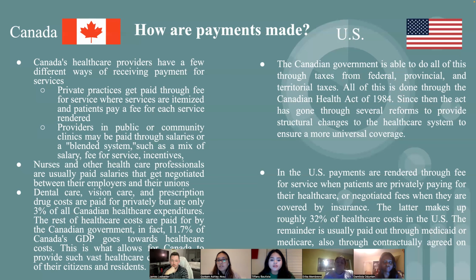In the US, healthcare providers are paid mainly through fee-for-service when patients are privately paying for their healthcare, or negotiated fees when they're covered by insurance. The latter makes up roughly 32% of healthcare costs in the US, and then the remainder is usually paid out through Medicaid or Medicare, which is also through contractually agreed on fees.